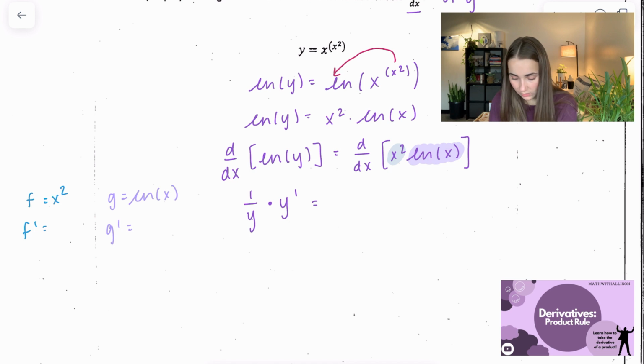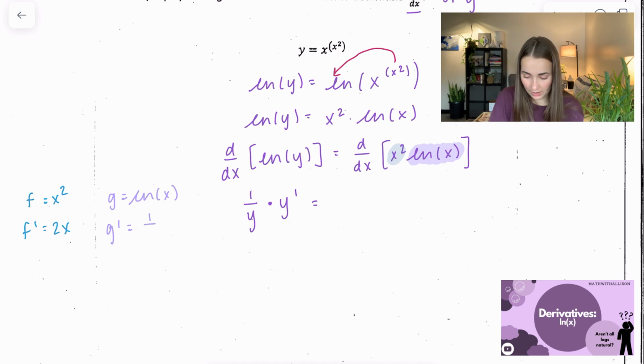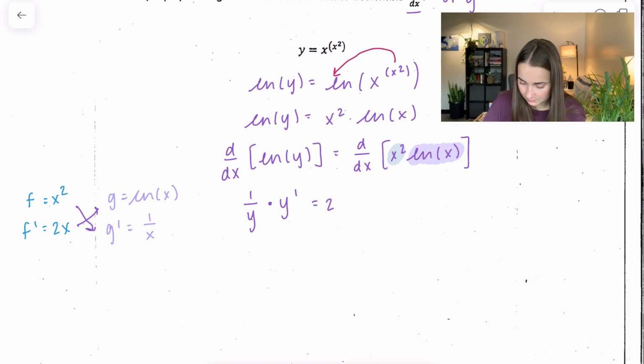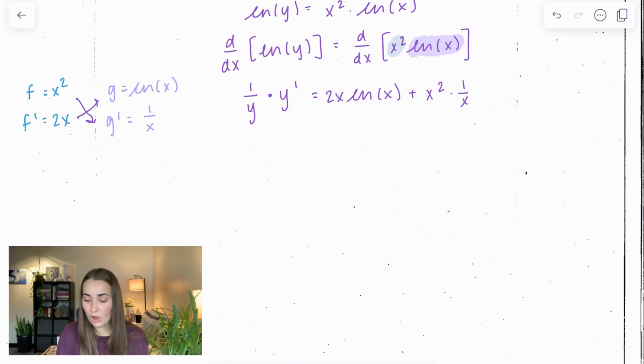Okay, let's find these derivatives. The derivative of x squared is just going to be 2x, and the derivative of the natural log of x is going to be 1 over x. Remember, we need to cross multiply these and add them together. Alrighty, so we actually can go ahead and simplify this right here. x squared times 1 over x is just equal to x. So I'm going to go ahead and rewrite that.